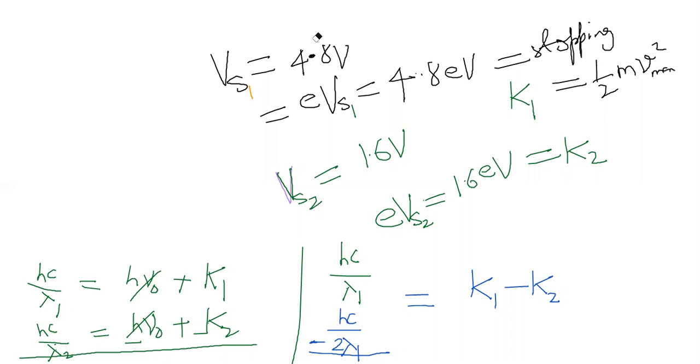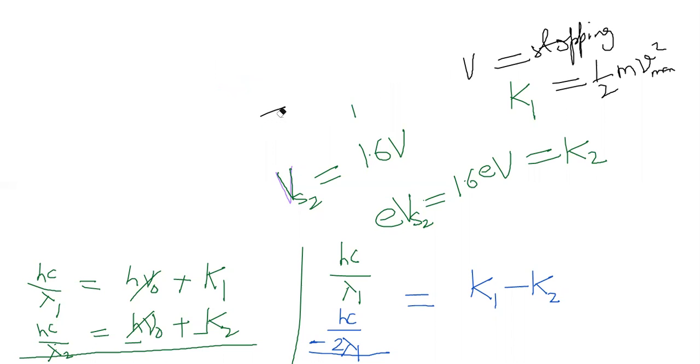Okay. VS1 and VS2 have been converted into K1 and K2: 4.8 and 1.6. Remember those values. We're going to substitute them now. Then what we're going to do here: HC by lambda 1 minus HC by lambda 2. You can take the LCM as 2 lambda 1. So it will be 2HC minus HC by 2 lambda 1. You'll get HC by 2 lambda 1.